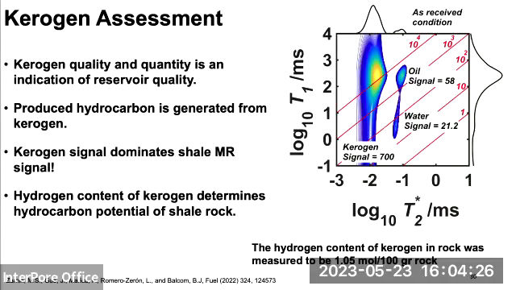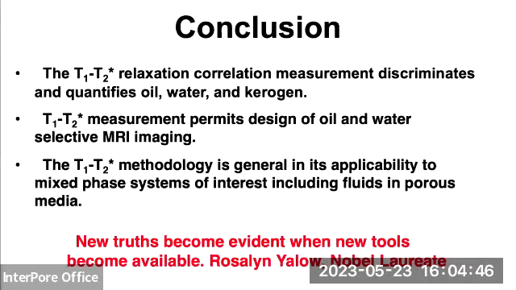The last thing I'm going to say is we're now confident we can analyze for oil and water, and we're differentiating the kerogen signal. So this is probably going to lead us to an ability to characterize the shale, characterize the kerogen, in order to think about quality of the shale rock in terms of a reservoir. So I hope I've convinced you that the T1, T2 star measurement gives us a high quality way to analyze for fluids in shales. It leads us to imaging.